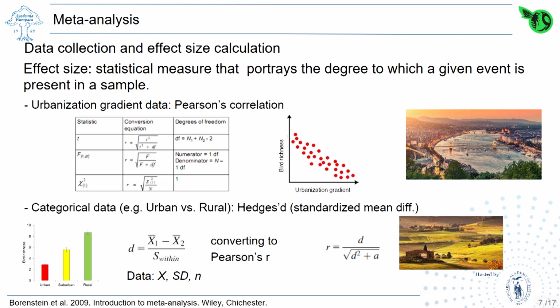And in urbanization gradient studies, like on the scatter plot you can see in the middle with these red dots, we calculated the oldest or the first described effect size measure, the Pearson correlation coefficient. And this you can calculate from many different statistical measures like t, F, or chi-square, which I guess many of you know quite well. In the other types of studies which have this kind of categorical comparison, like urban versus rural, we calculated the previously mentioned SMD, the standardized mean difference, and you can convert it, as we did, to Pearson r. So all effect sizes were put on the same scale.